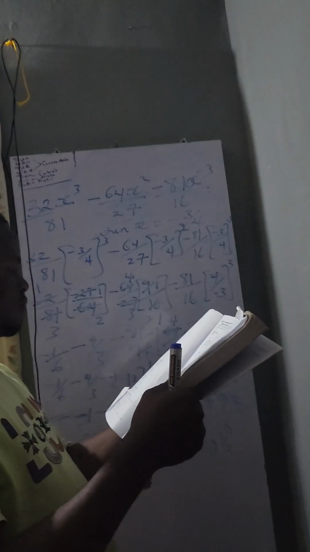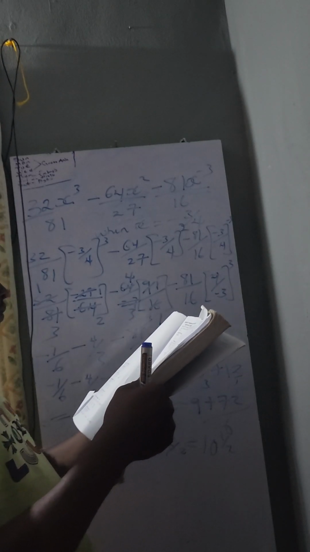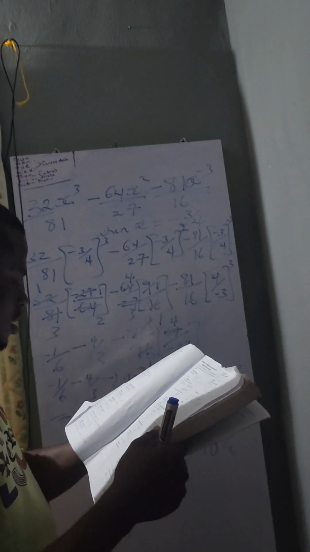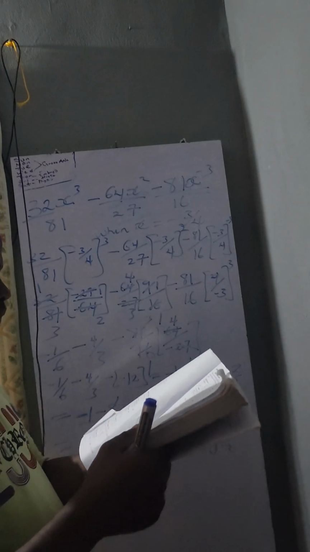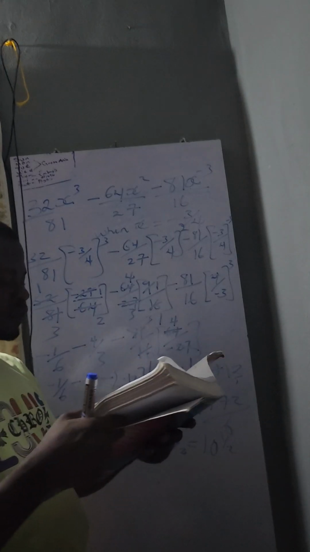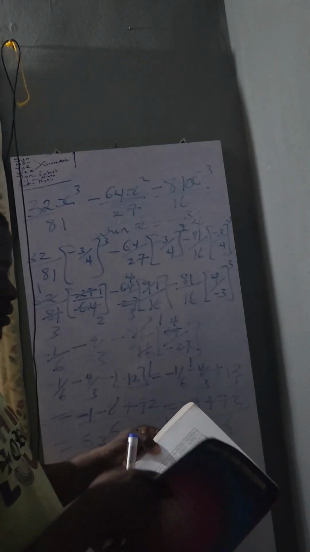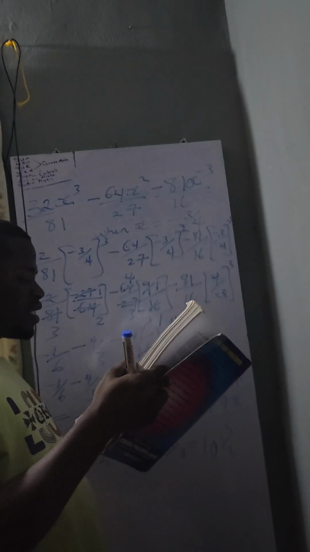Number 2: 2 raised to power 1 over 2 times 3 raised to power 1 over 2 times 6 raised to power 1 over 2 times 8 raised to power 1 over 3 times 27 raised to power 1 over 3. That's number 2. The answer there should be 36.